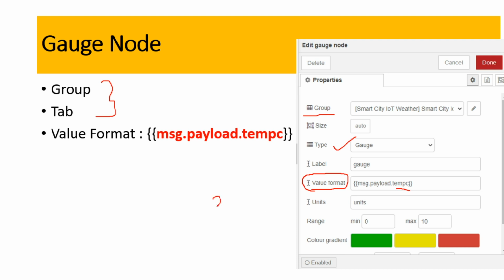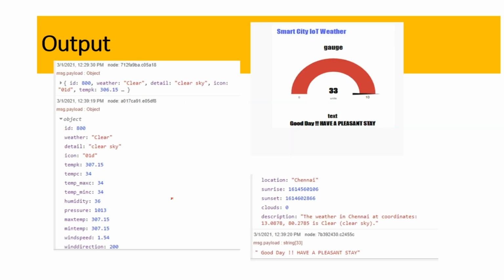If the temperature is going to be 30 degrees Celsius, then that will be represented in terms of your gauge node. Okay, that is the sample flow created for this. As I said, this is the gauge node, that is your temperature in Celsius node. The current temperature is 33 degrees Celsius, so that will be displayed in the gauge node.